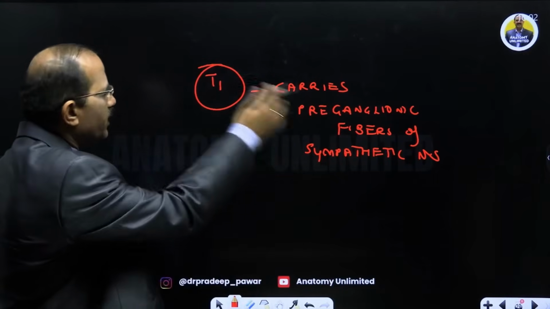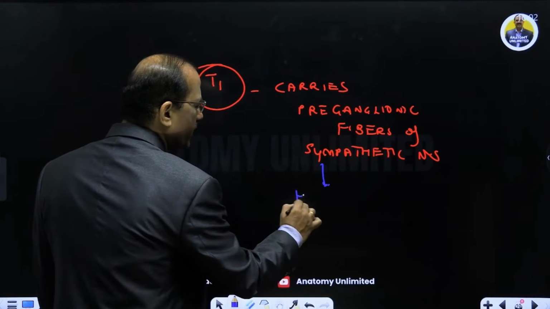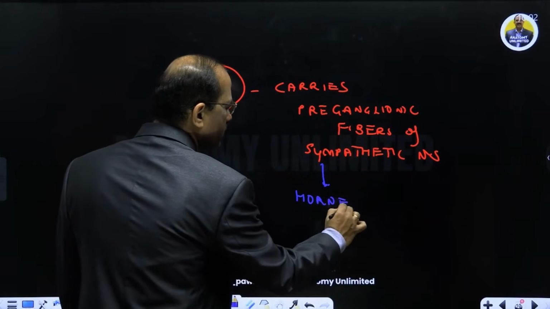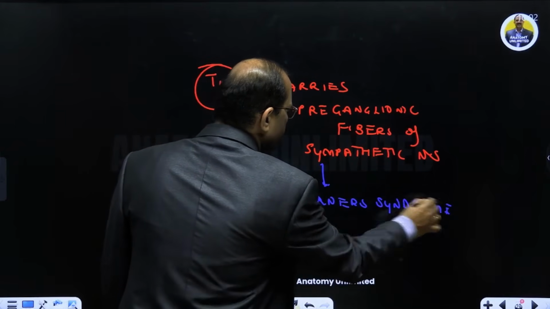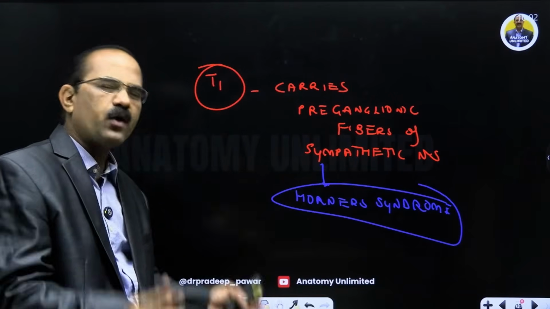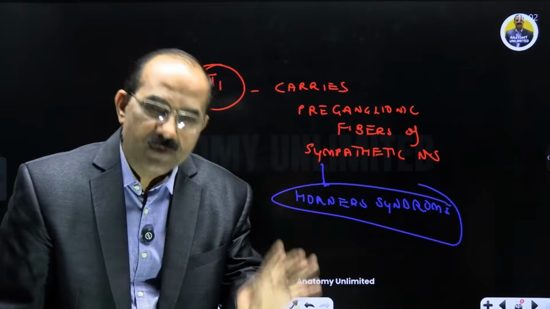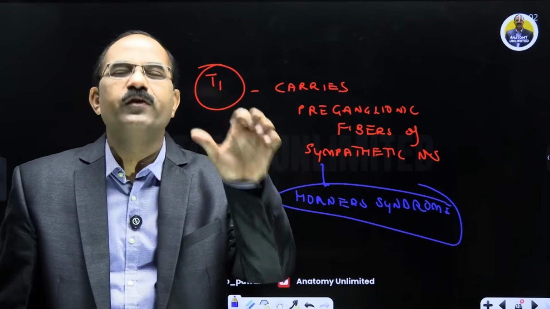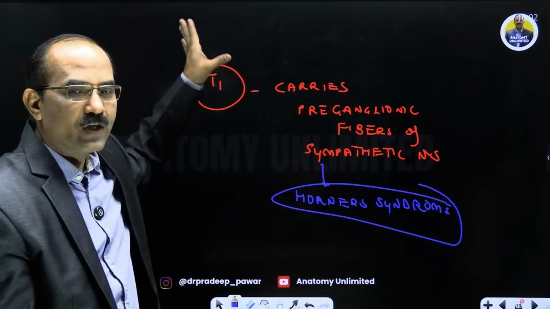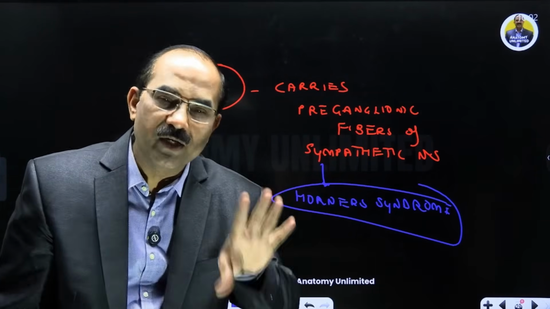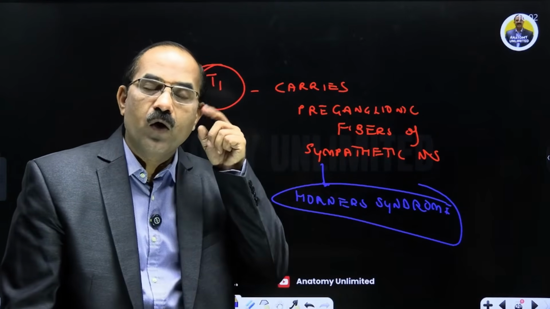So because of the involvement of T1, the sympathetic fibers, what do we get? We get Horner's syndrome. What is Horner's syndrome, how does it happen? We'll see that later. But remember, in Klumpke's paralysis we get a claw hand, paralysis of the ulnar flexors of the wrist and fingers, and because T1 carries sympathetic fibers, we get Horner syndrome.